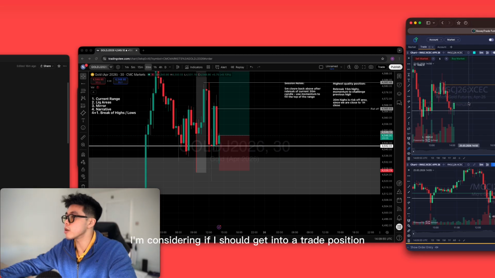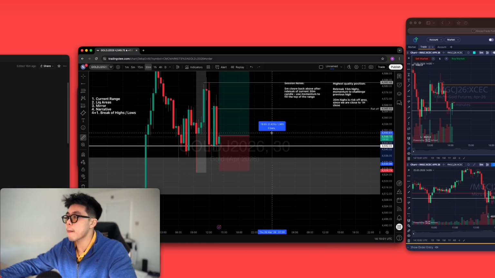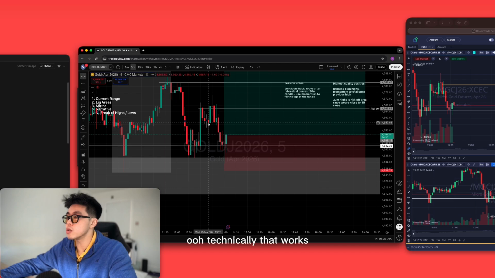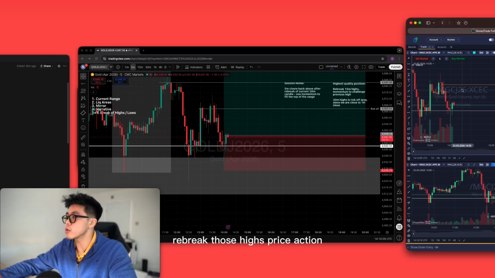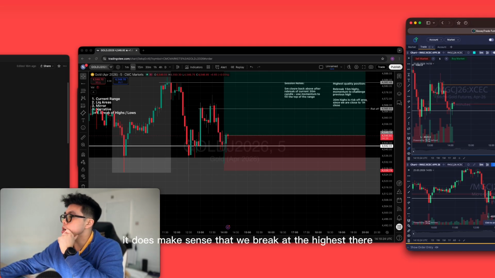Yeah, I'm considering if I should get into a trade position. Risk at 45.37. That's 200 pips if we're using the break of those lows. Oh, technically that works. Rebreak those highs. Price action. Yeah, you can. Still 155 pip risk average. Yeah, it does make sense, that rebreak of the highs there.